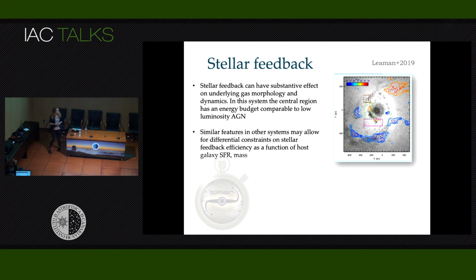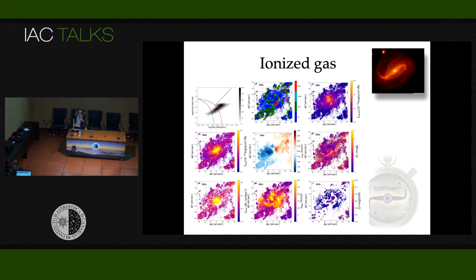So, well, the take-home message is that the stellar feedback can have a substantial effect on underlying gas morphology, and that we can measure this in our galaxies. So the next step will be to see if we can find some trends as a function of other properties of the host galaxies, or the environment where they are. So this is some example of the things that we can do, these maps of this region.